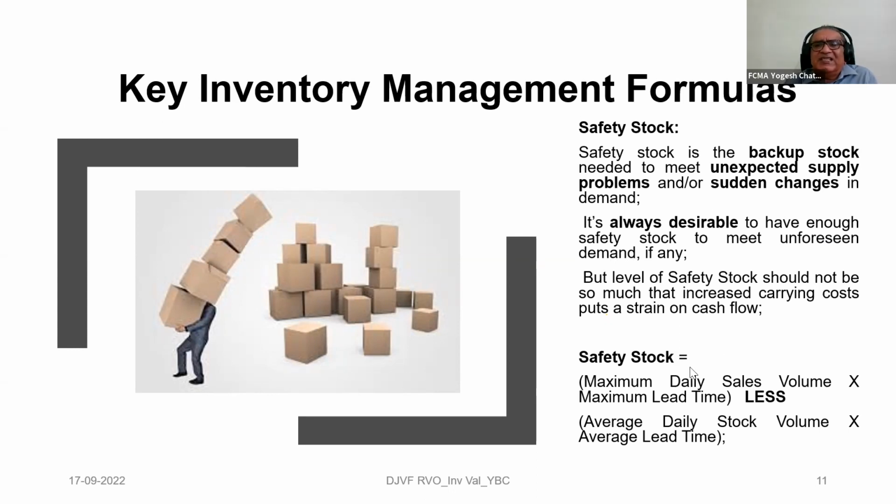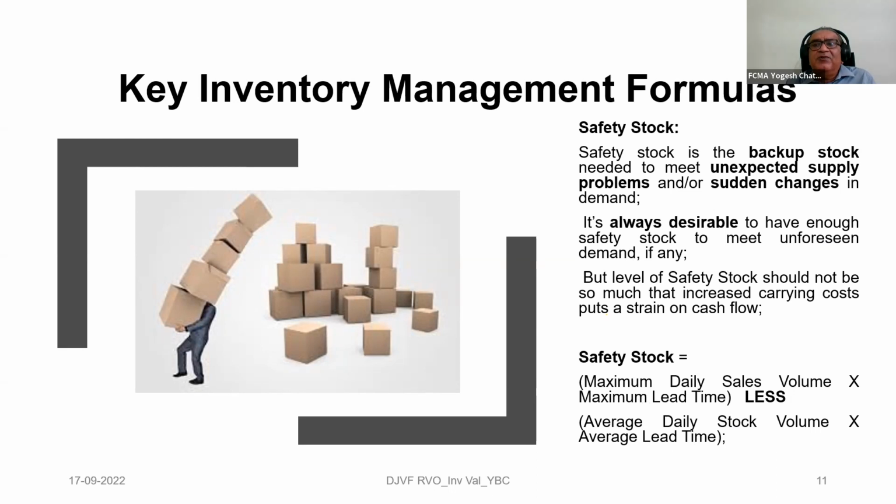This is just the formula for the computation of safety stock. It is the maximum daily sales volume multiplied by the minimum lead time, less the average daily sales volume times the average lead time. So this is the safety stock.